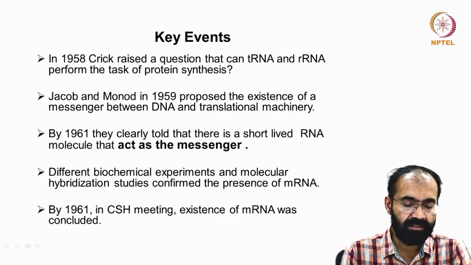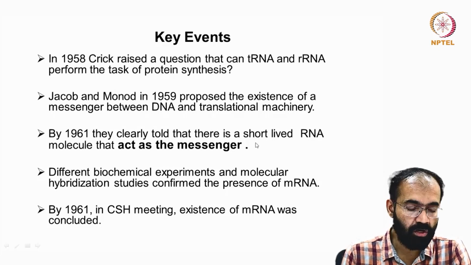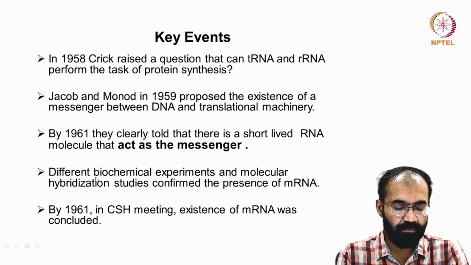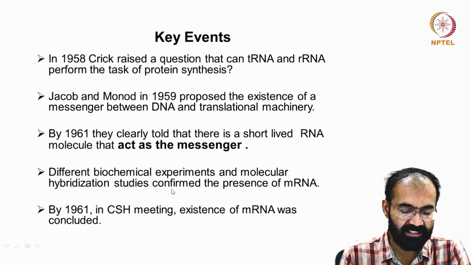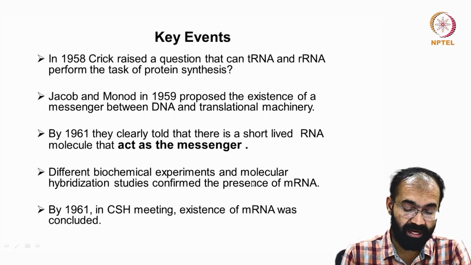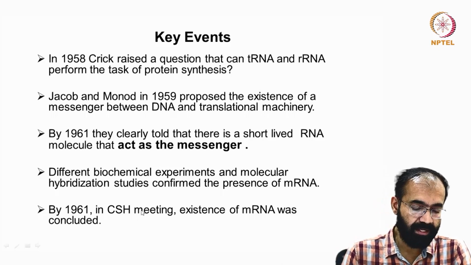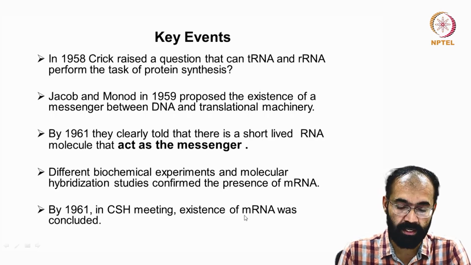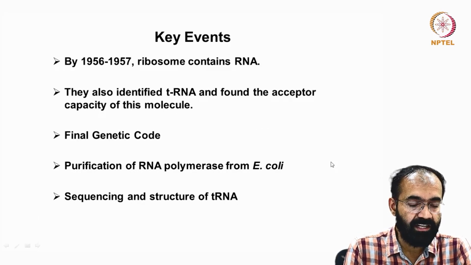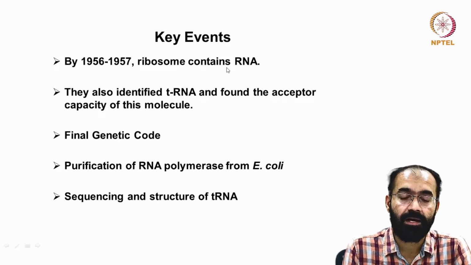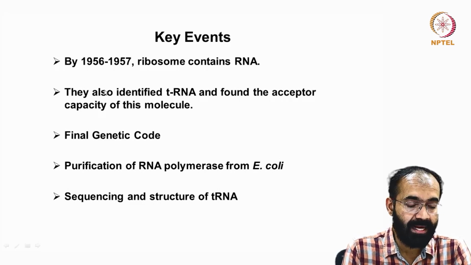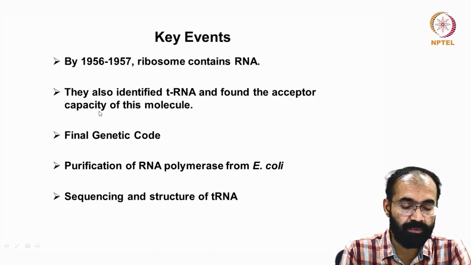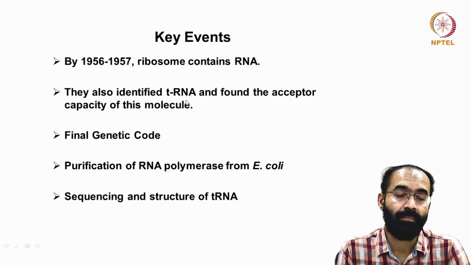By 1961, they clearly said that there is a short-lived RNA molecule acting as a messenger. Different biochemical experiments and molecular hybridization studies confirmed the presence of mRNA. By 1961, at a Cold Spring Harbor meeting, the existence of mRNA was accepted. And in 1956-57, ribosomes were known to contain RNA molecules, and they also identified transfer RNA and found the acceptor capacity of this molecule for amino acids.